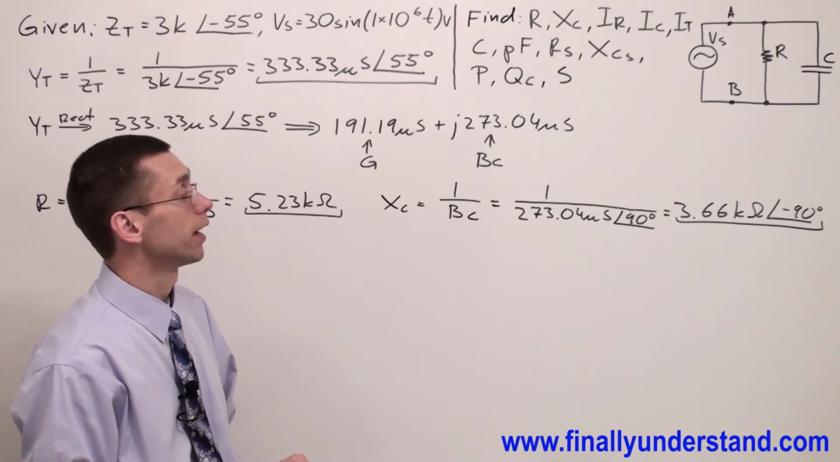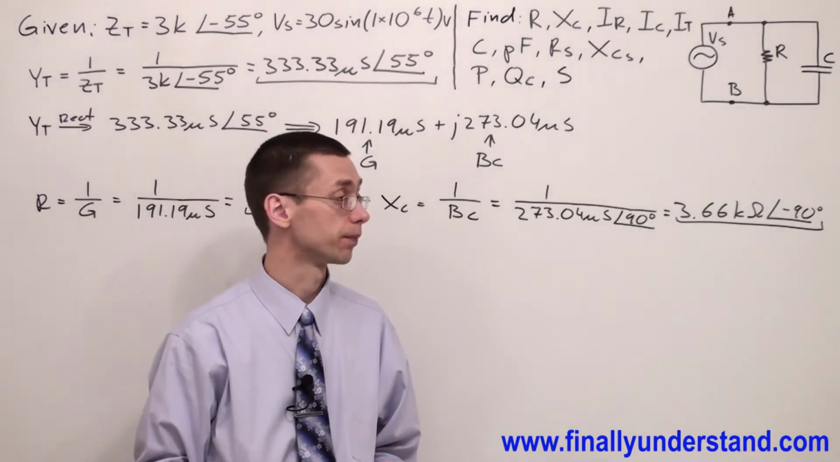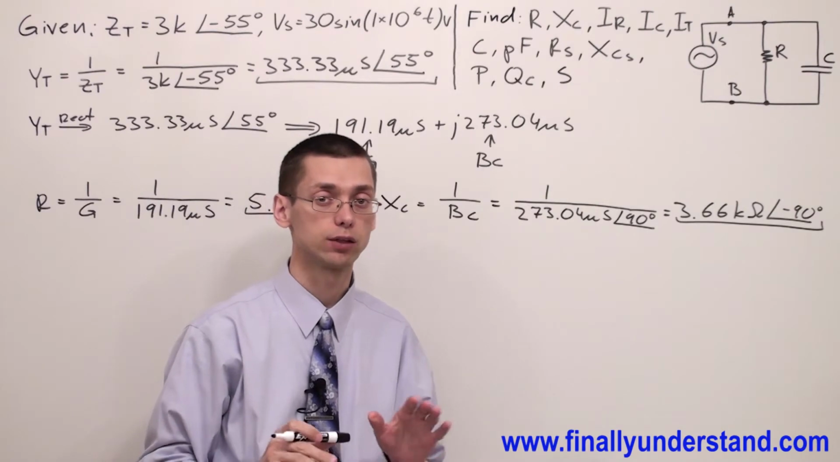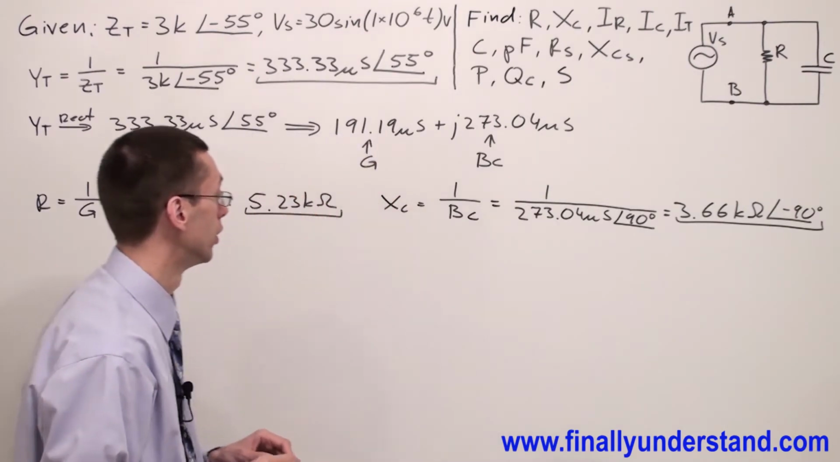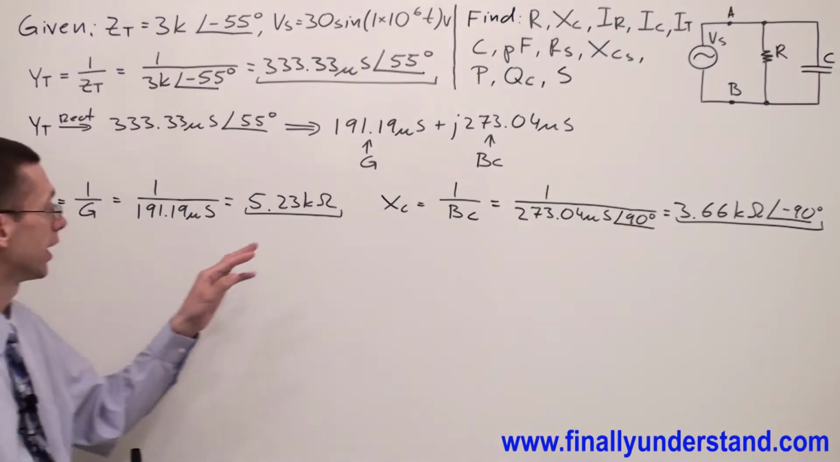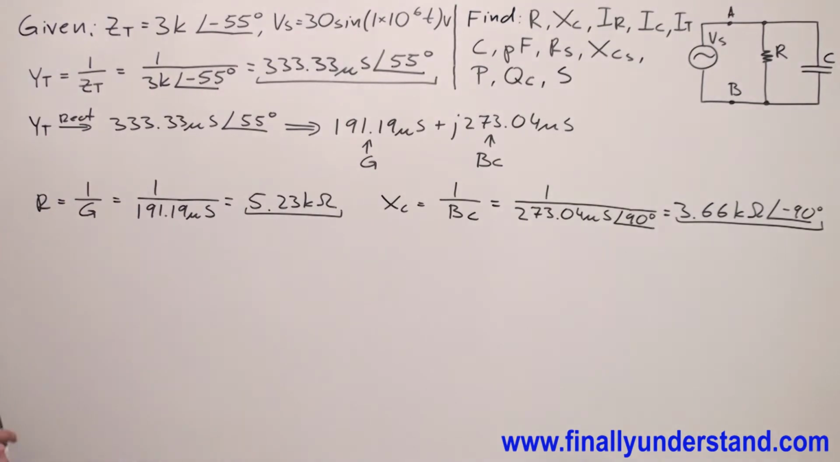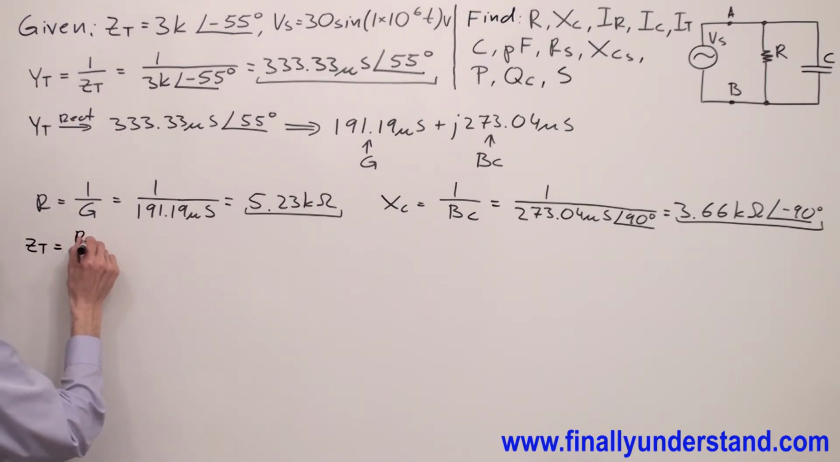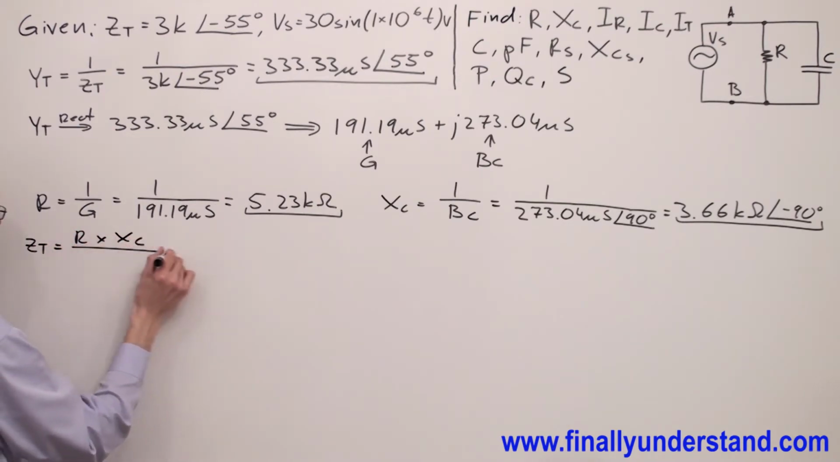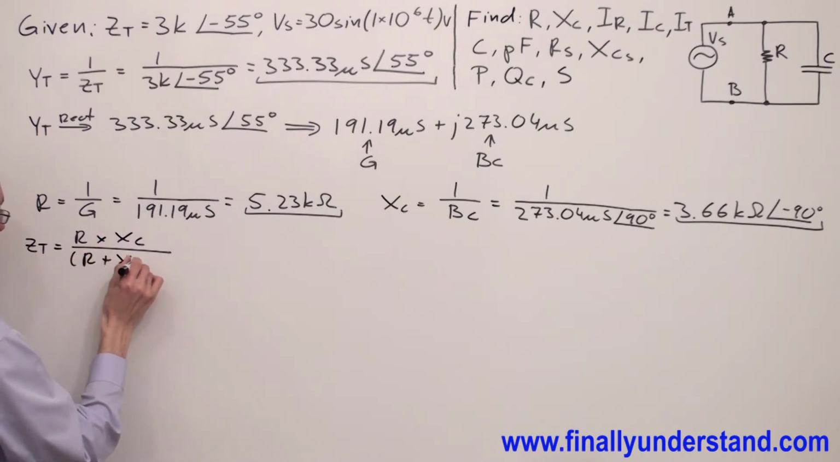Someone can say, okay, I can keep going, but in our case we always like to verify our answers. So if I have resistance and I have capacitive reactance, I can find Z total and compare my Z total with the Z total which is given. So let's take a look. This is a parallel circuit, that's why I'm supposed to use the product over the sum. So Z total is equal to R times XC over R plus XC.